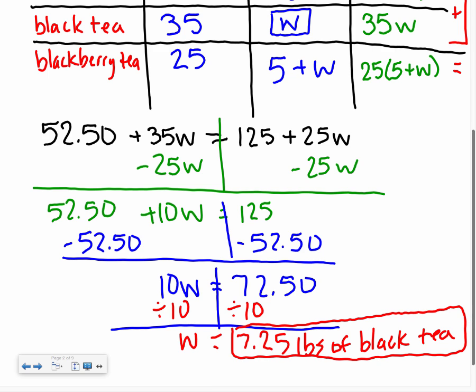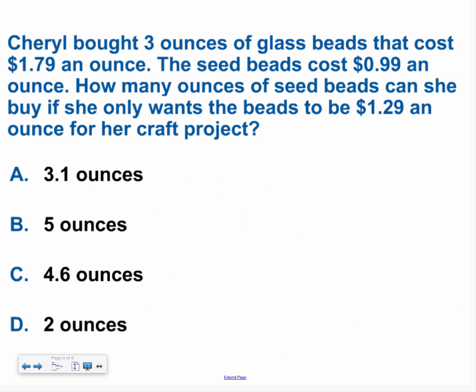I know that's a lot of information to take in at once, but go through, set up your table, set up your equation, and give it a shot, okay? It's okay if you don't get it right away. Go ahead and try this one on your own and see how you do. Hopefully you ended up with 5 ounces. If not, be sure to ask for help.